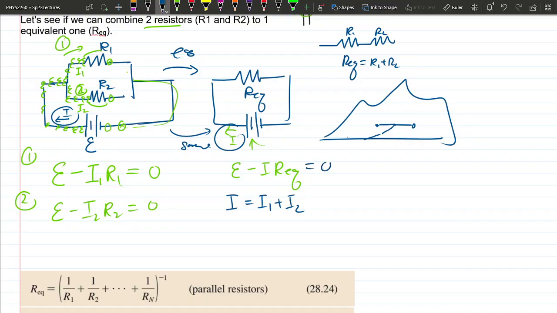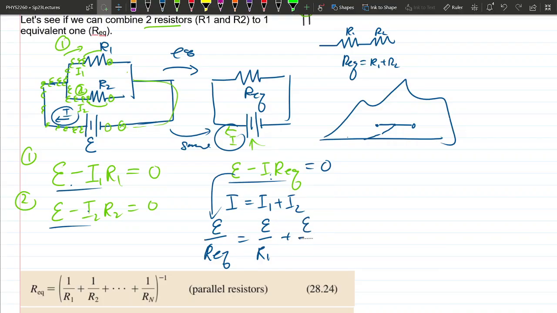Forgot the 0 here. What I'm going to do is solve all three of these equations for all their I's, and then just try to compare them. Solving this equation for I, this is going to be EMF over R equivalent. Solving this equation for I is very similar, it's going to be EMF over R1. Solving this equation for I is going to be EMF over R2. You can do that yourself at home if you don't trust me on that.